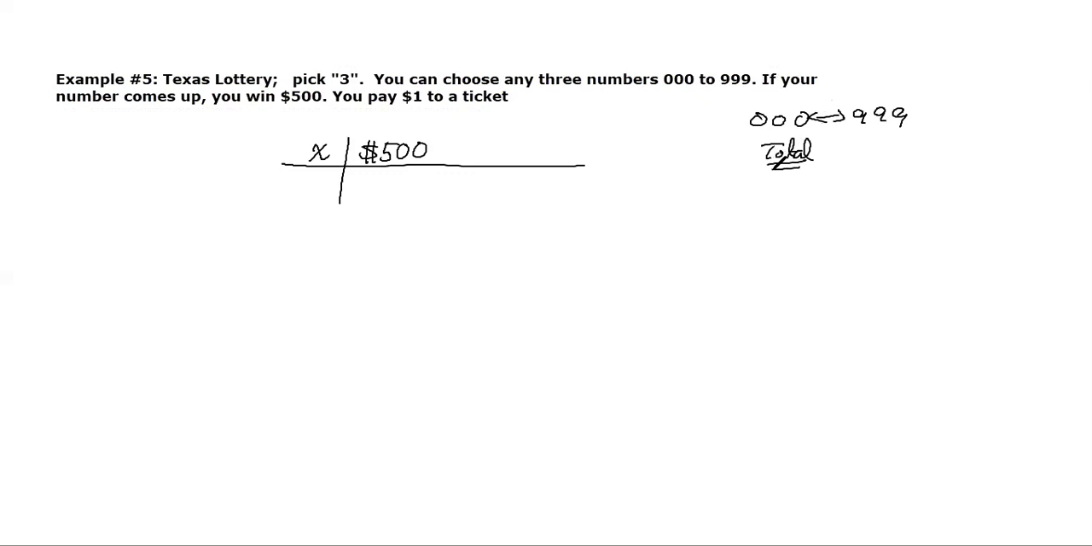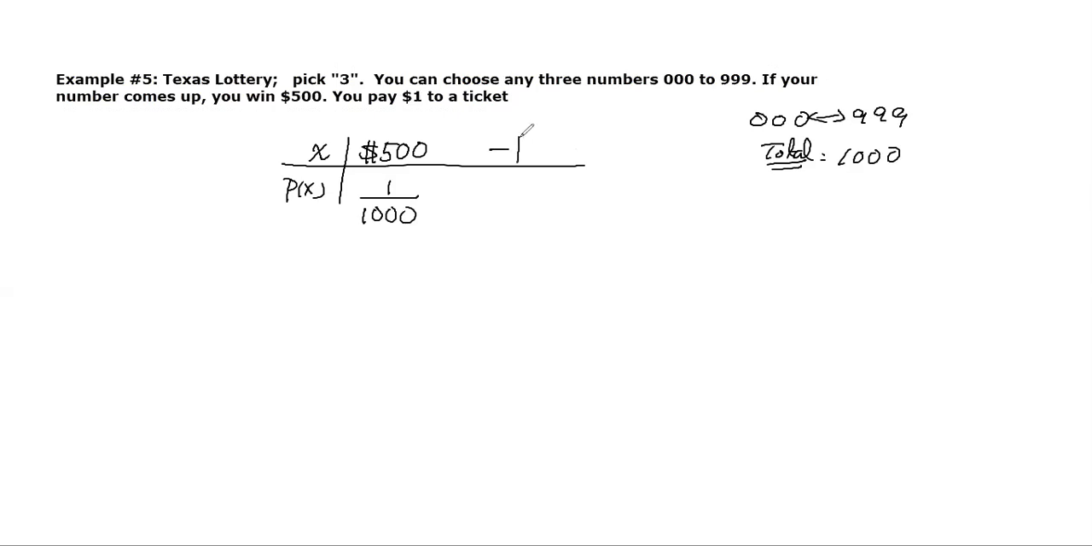In total, how many numbers can you choose? 1,000, right? Including 0, from 0 to 999. So in total 1,000, and you only choose 1. So the chance for you to win if you choose the right one is 1 over what? 1 over 1,000.